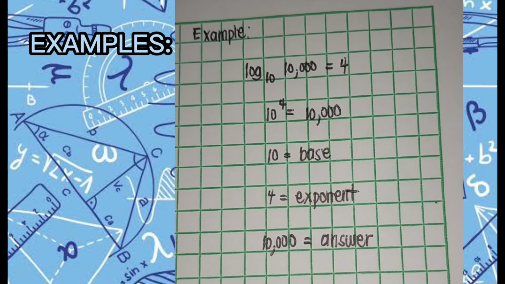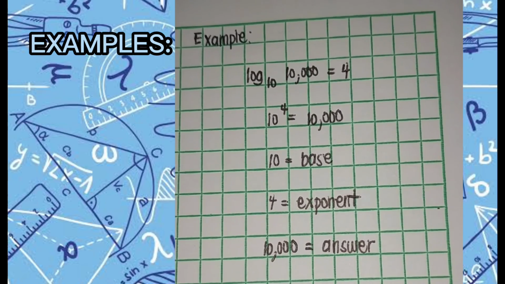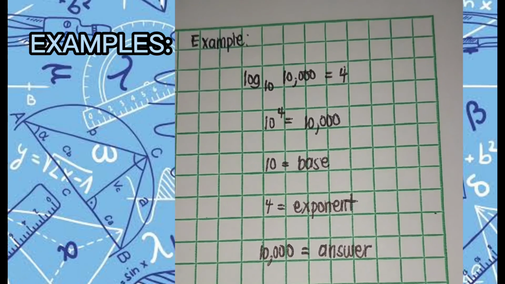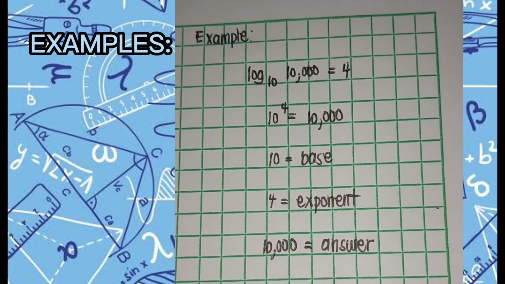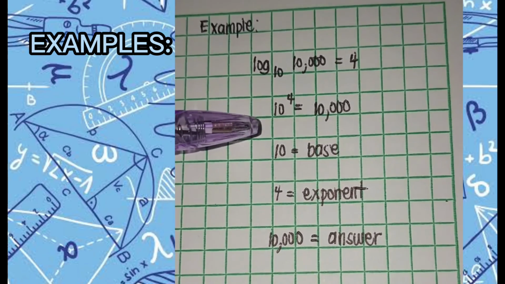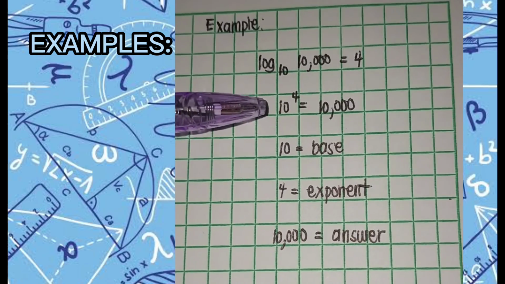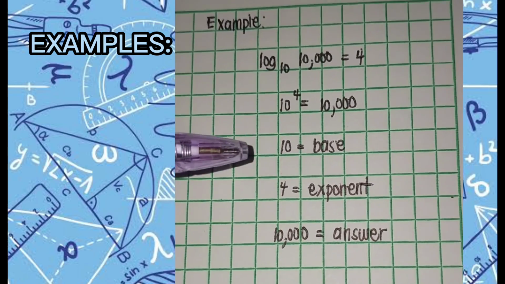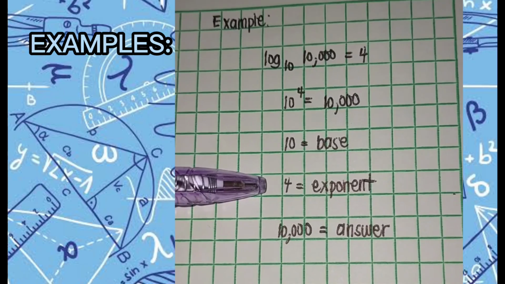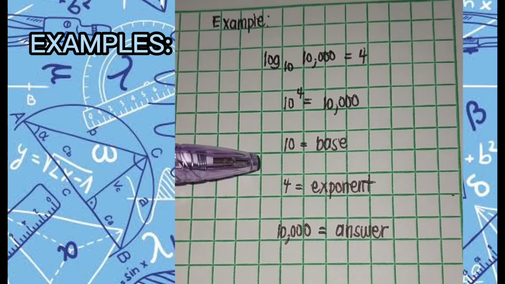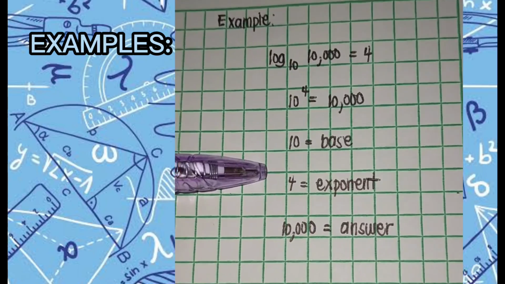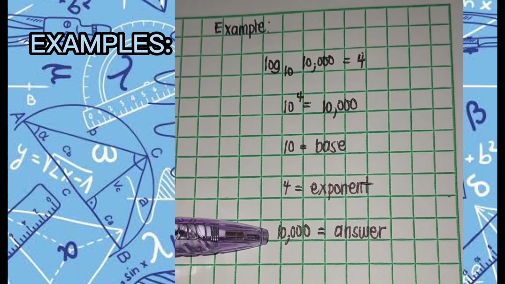Fifth example, log base 10 of 10,000 is 4. If we write this in exponential function, it would be 10 raised to the 4th power equals 10,000, where 10 is the base, 4 is the exponent, and if we simplify 10 to the 4th power, the answer would be 10,000.